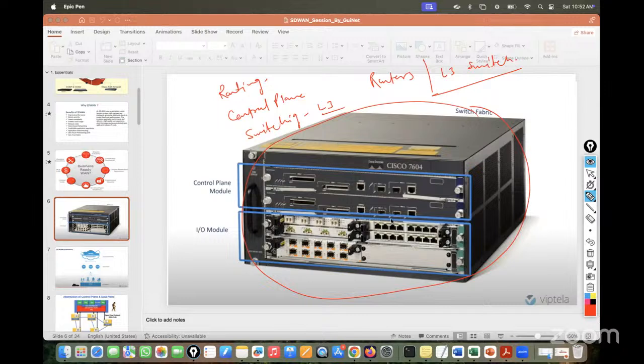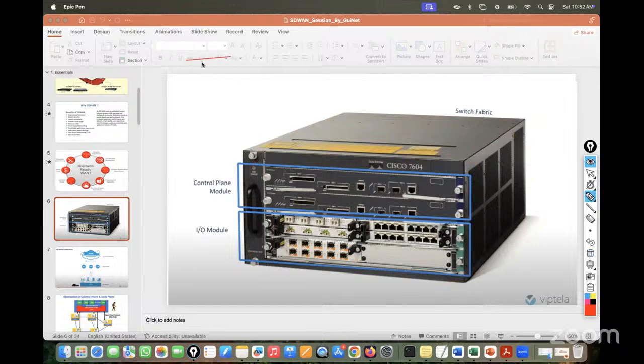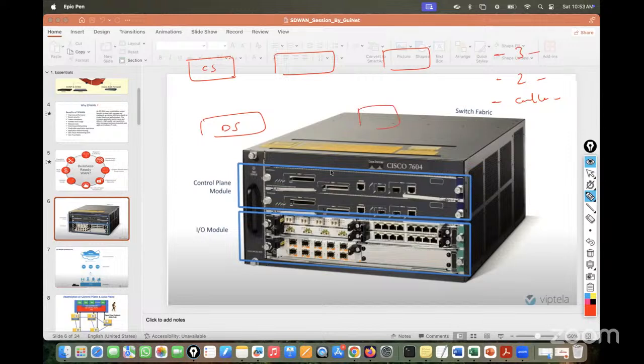Just one question out of the box. Does anyone know what a 3-tier architecture is, what a 2-tier architecture is, and what a collapsed core architecture is? Anyone know about it? Maybe you have done this in CCNP. Let's talk about 3-tier first. What is a 3-tier architecture? Okay, the core level, the distribution level, and the access layer. Very nice.